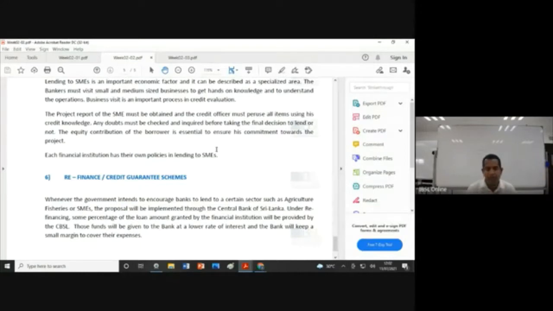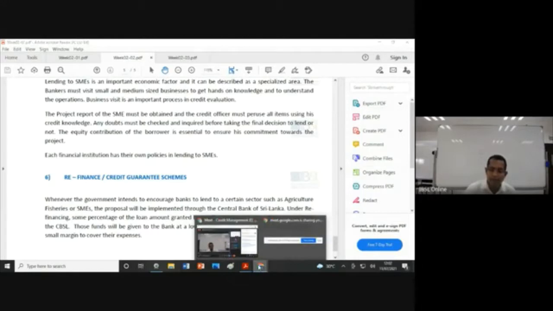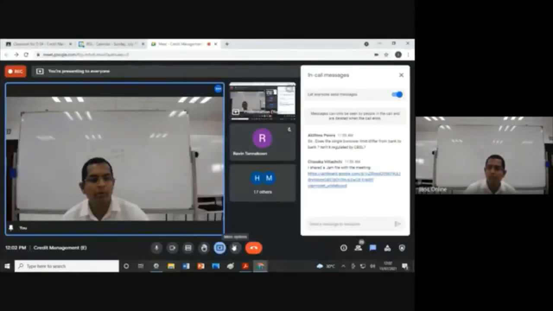Then we came to the credit guarantee schemes, which is an insurance for non-payment of loans. We should be able to buy that policy. In case of a default, we should be able to call that policy, right? So that covers my second part of the lecture, and that's it for today. If you have any questions on the second part, I'm happy to answer.